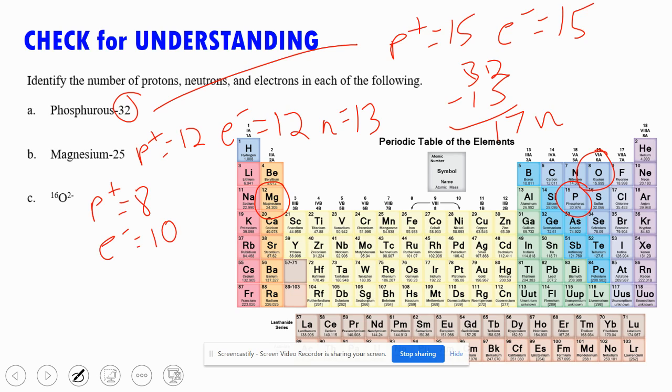So this is an ion right here, and we'll get to that in a second. The mass appears to be 16, and on the actual periodic table, it rounds to 16 anyway. So 16 minus 8, pretty easy, we have 8 neutrons. And like I said, this is an ion because it has a charge to it.